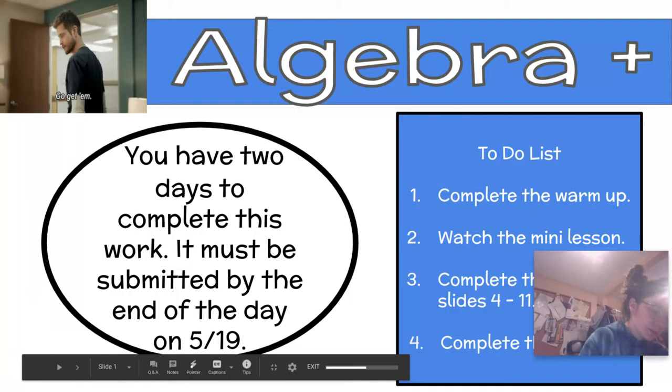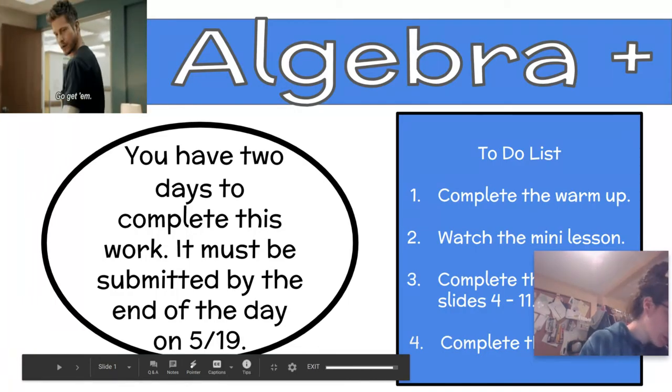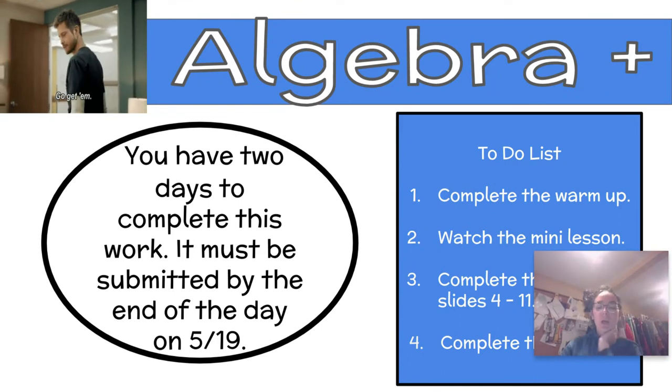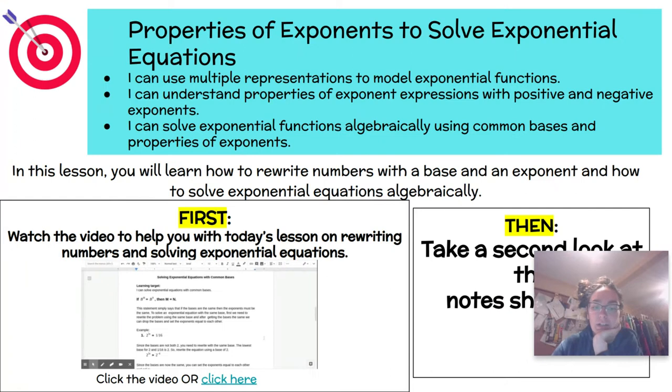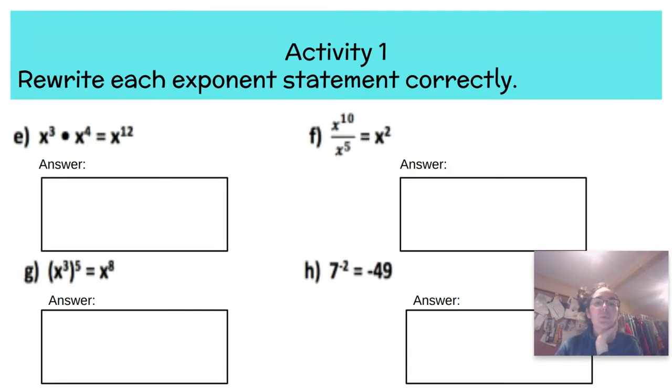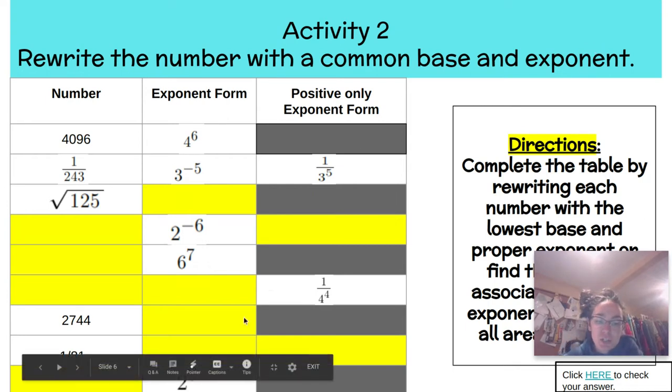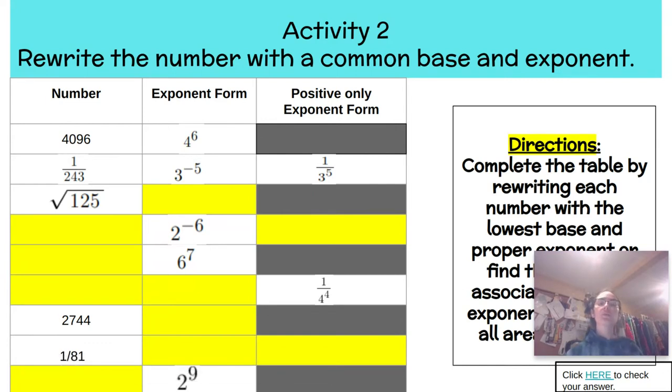Okay, so while this is loading, let me just plug in my mouse so it's a little bit easier. Okay, so as we look at slide number 4, no, it's not 4, it's 5. Sorry, guys. Our job here is to convert between number exponent form and positive only exponent form. So let's take a look at what we have here.